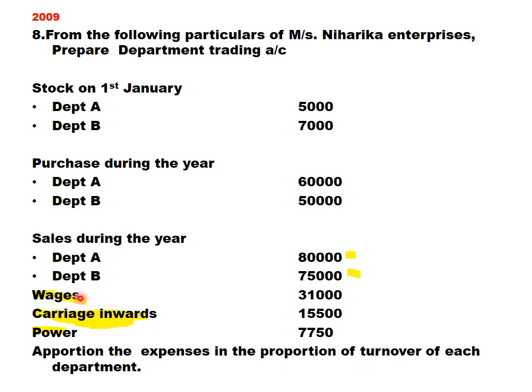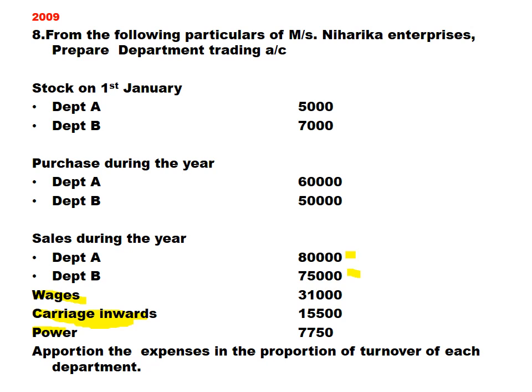So, wages distribute in sales ratio. Carriage inward distribute in sales ratio. Power distribute in sales ratio. So, all the three expenses you need to distribute in sales ratio. So, students, the area of concentration is only 3. What are they? Wages, carriage inward, then we have power. So you need to distribute only these 3 students. So all these 3 needs to be distributed in sales ratio.